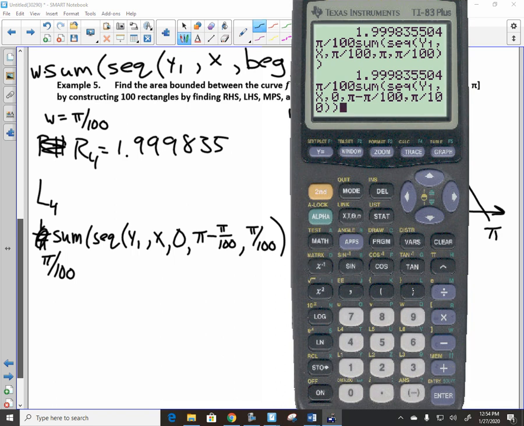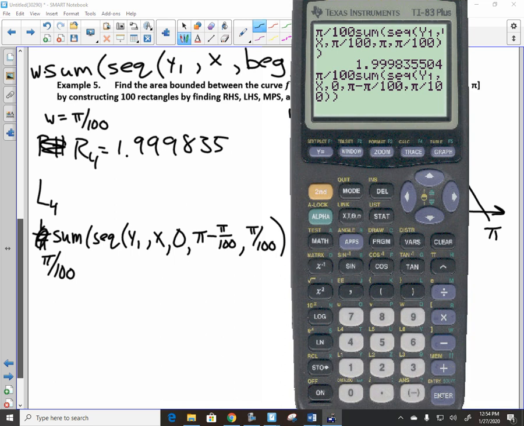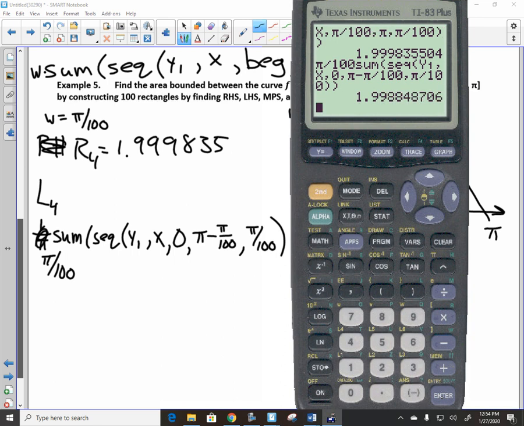So I save myself some time, right? And now we're going to press enter. It's going to think. And we get a very similar answer, 1.998849. So it's a little bit different, isn't it? Could we now do the trapezoidal sum? The trapezoidal 4 will be the 2 averaged together, right?